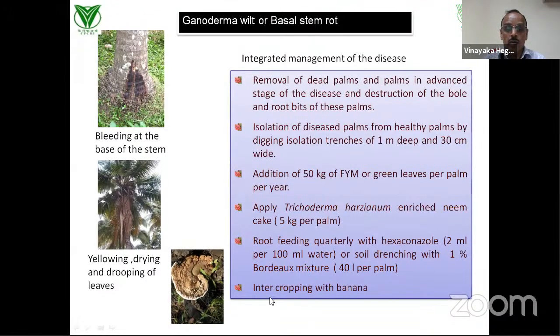And intercropping, as we suggested, even in our earlier crop production classes you must have heard that intercropping or mixed cropping in coconut is more profitable, and it is also more recommended for pest and disease suppression.